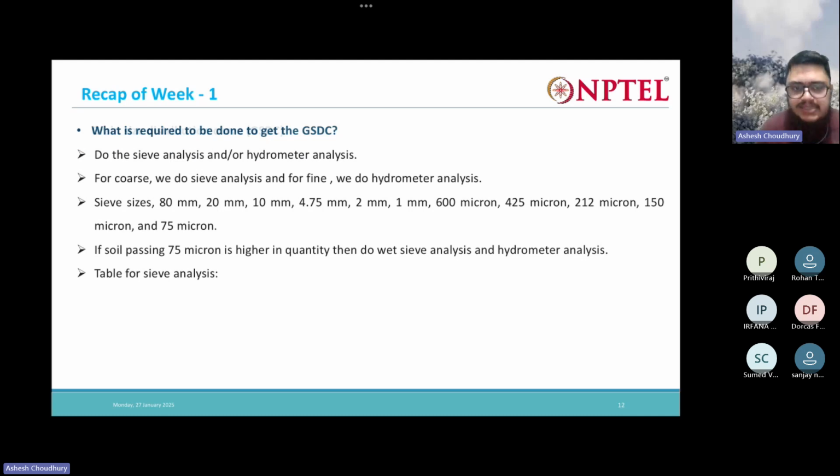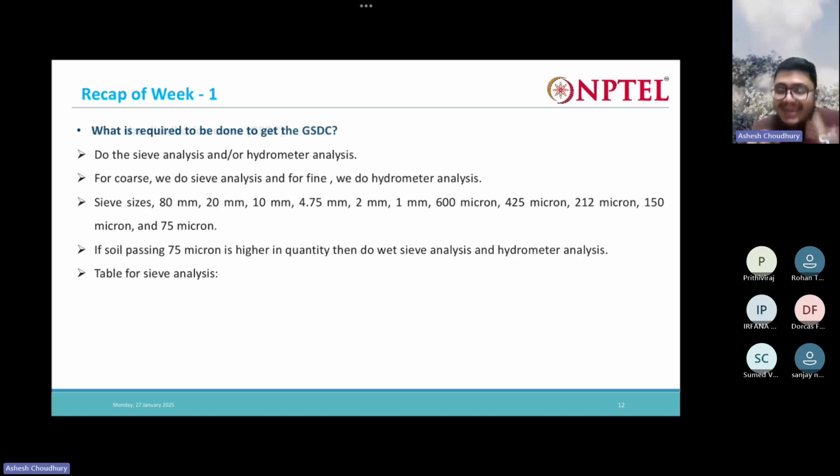Do the sieve analysis and or hydrometer analysis. For coarse soil, say sandy soil, which is very granular, the size of the particles is expected to be not that small, mostly less than 4.75 mm but greater than 75 microns. In that case, we can just go for the sieve analysis.